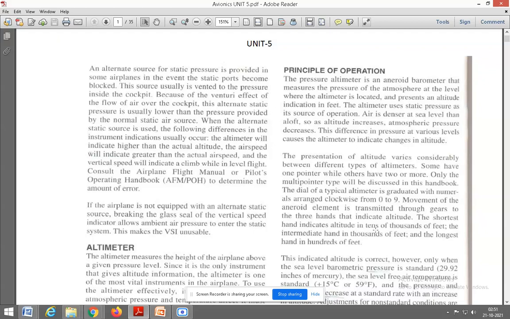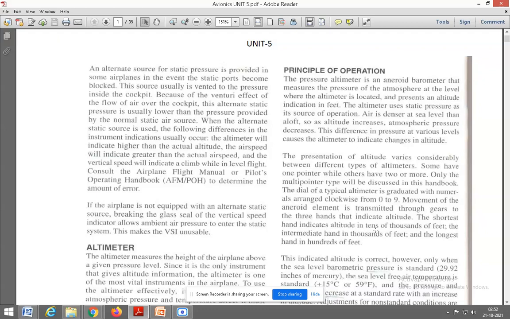The dial of a typical altimeter is graduated with numerals arranged clockwise from 0 to 9. Movement of the aneroid element is transmitted through the gears to the three hands that indicate altitude. The shortest hand indicates altitude in tens of thousands of feet, the intermediate hand in thousands of feet, and the longest hand in hundreds of feet. So here you will be having three hands through gear, the aneroid element. That is, that wafer will be connected to the needle, that is the pointer.